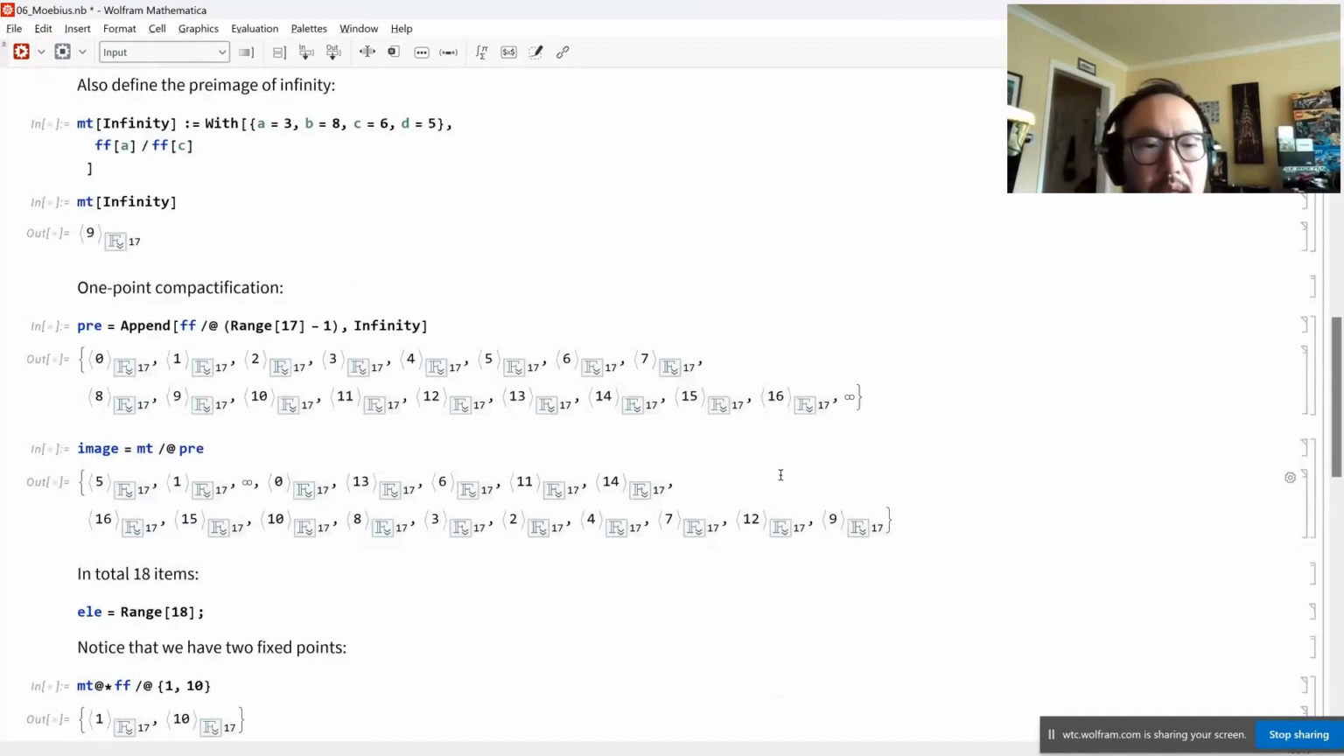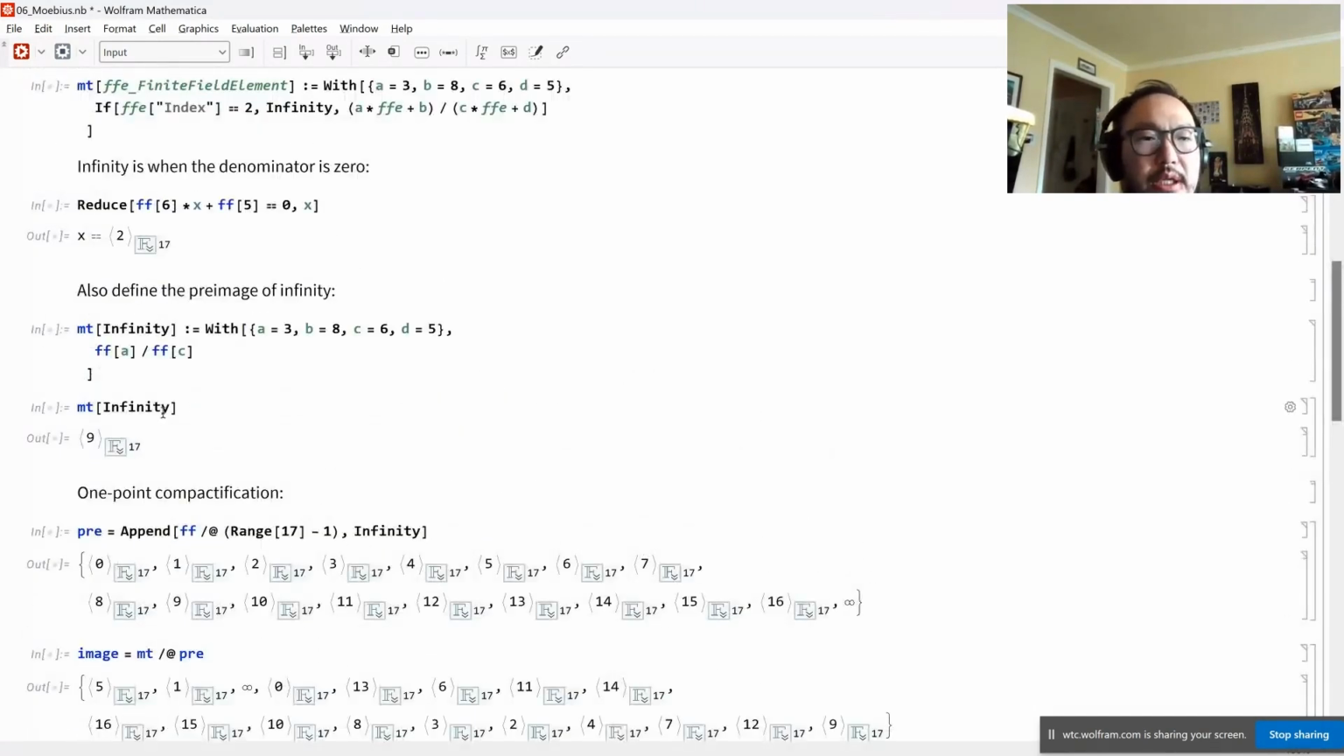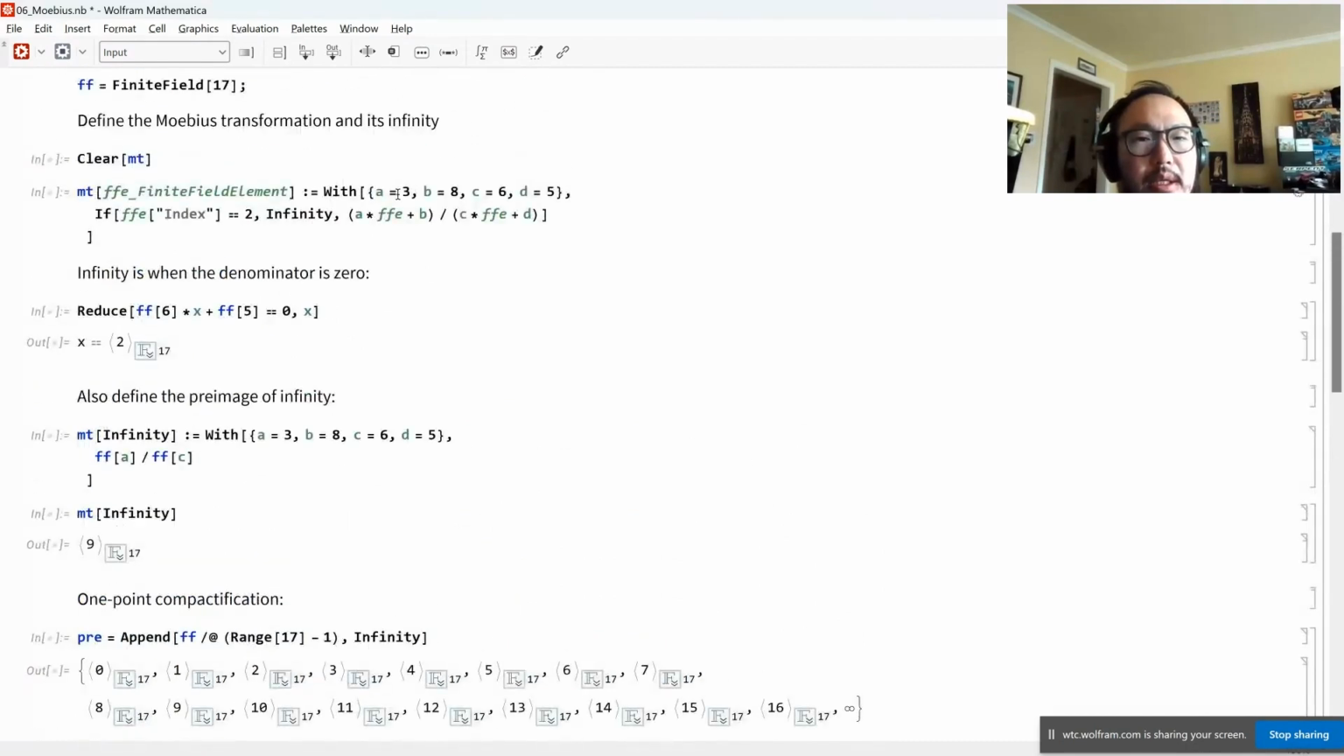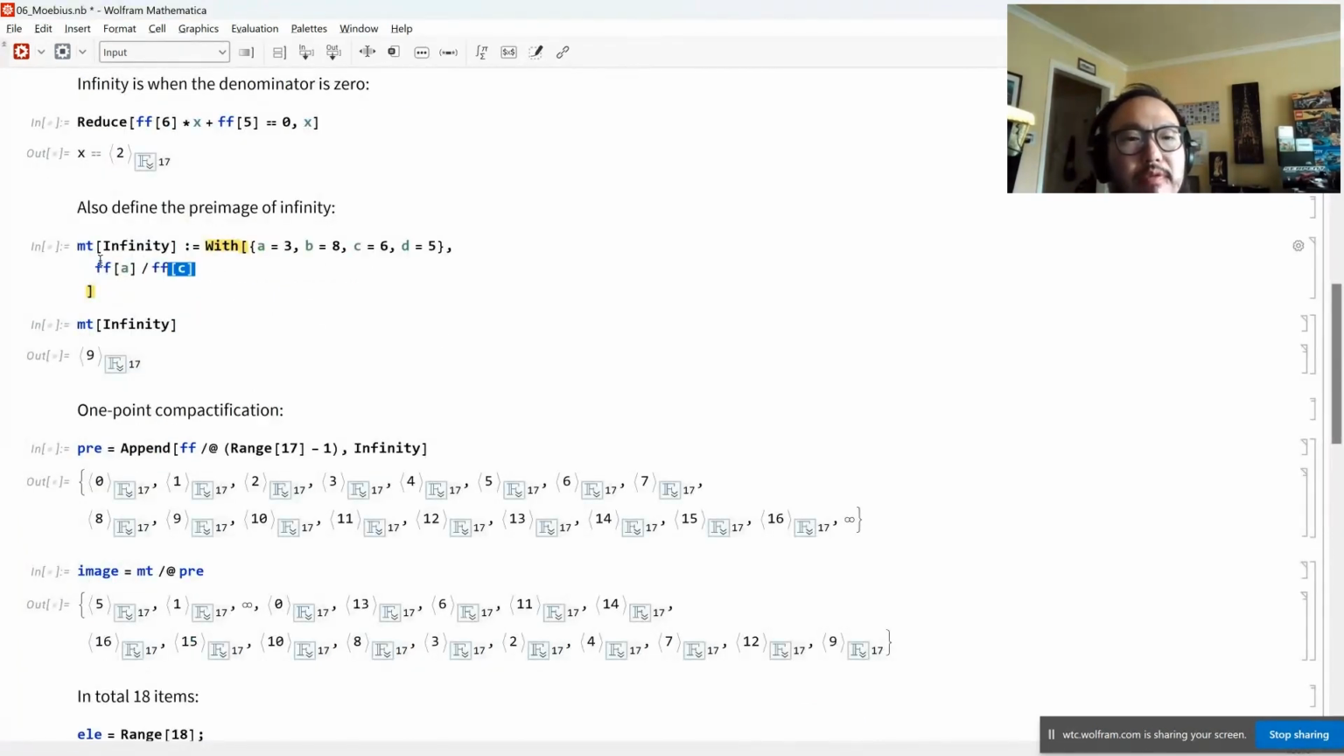And the image of infinity is what you get when you put infinity in the place of a finite element here, and it should return fa times fz. Think about it, you have az + b and cz + d, and as z goes to infinity, b and d do not matter anymore. So you just have a over c, but we need to do that over the finite field. So this is the finite field multiplication here. So let's do FFA over FFC.